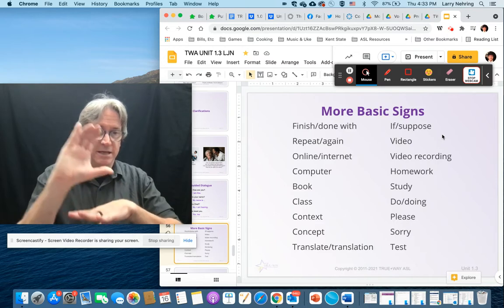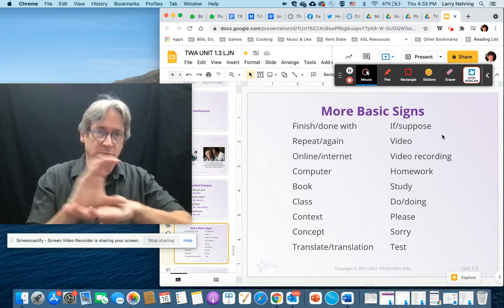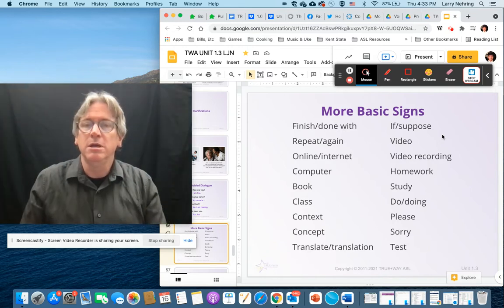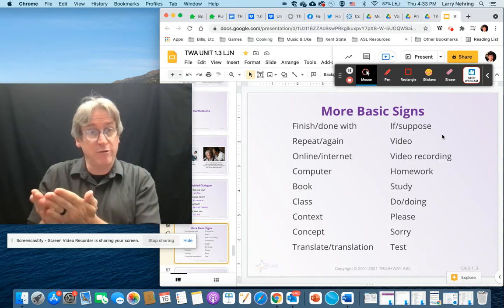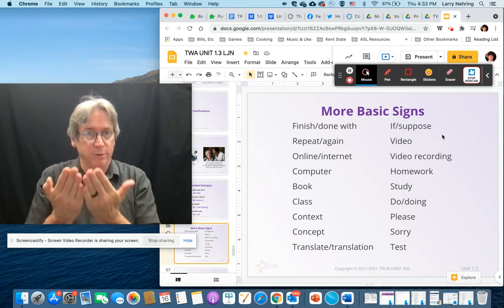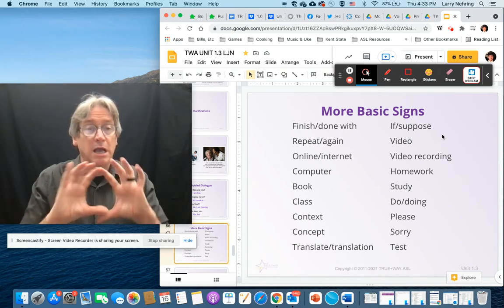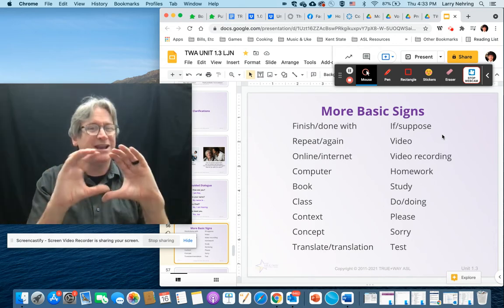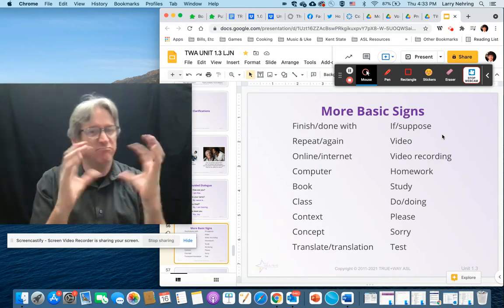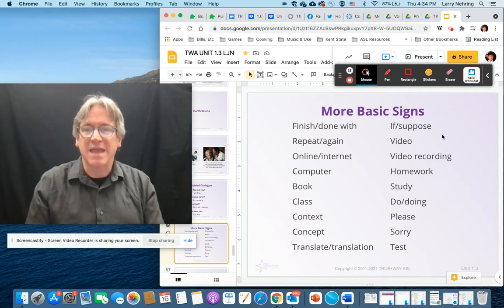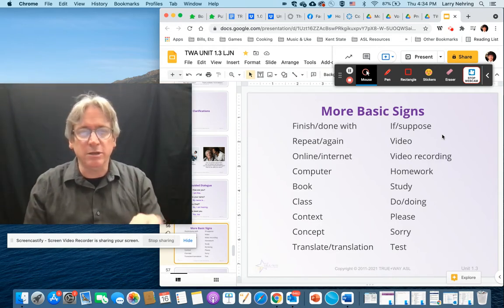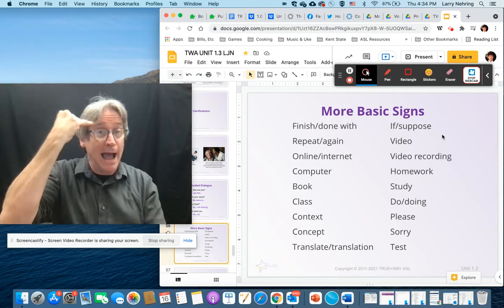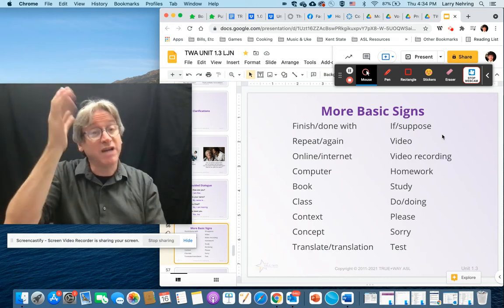Computer. Take a C and just brush it along the back of your hand. Computer. We could also do laptop, like you're opening a laptop. Book. And remember, nouns do like a two repeat. Book. Class. So it's the group. And if it's more of a C, it's more like class. Either one works. Concept. Take a look at what they show in the video. This is one that's very popular. Concept. Like idea. Think. Concept.